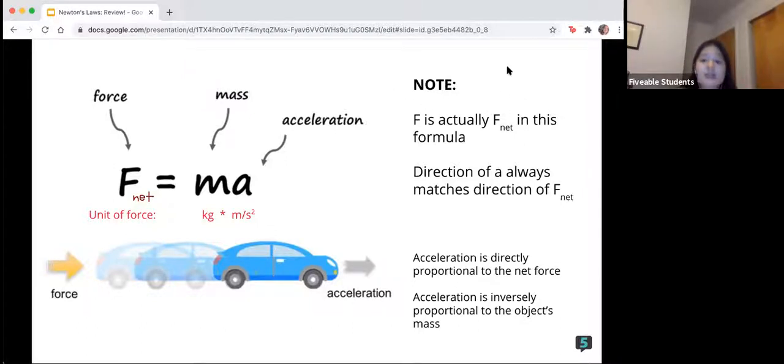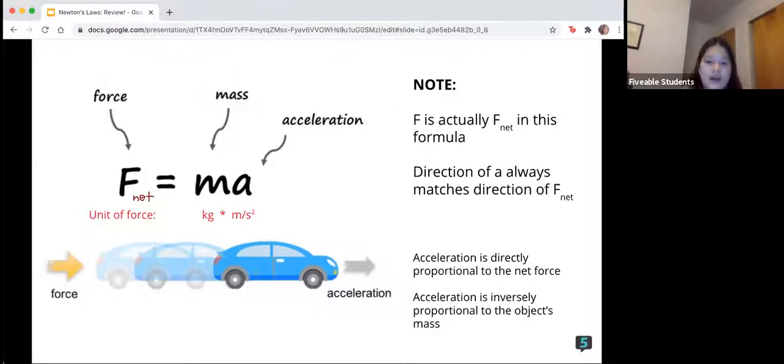Let me double check, because I think before I was talking about the free body diagram. Technically we could have forces acting on an object, but if they're balanced, then we have a net force of 0, even though there are forces acting upon the object. Okay, let's take a look.